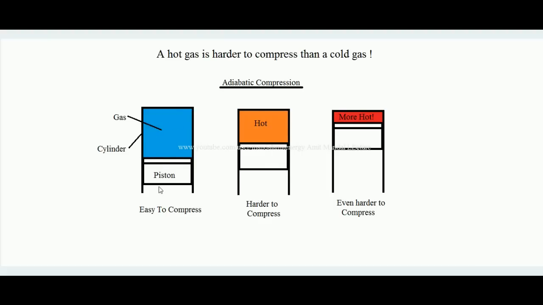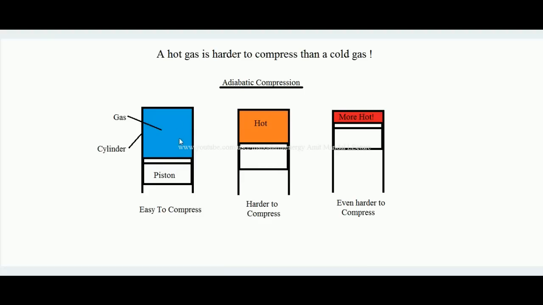Now what happens in case the gas is adiabatically compressed? Adiabatic compression always leads to a rise in temperature. In case a gas is adiabatically compressed, it raises the temperature of the gas. Now what happens? Remember that a hot gas is always harder to compress than a cold gas. So little by little, when the gas contained inside the cylinder is compressing, it is becoming hot.